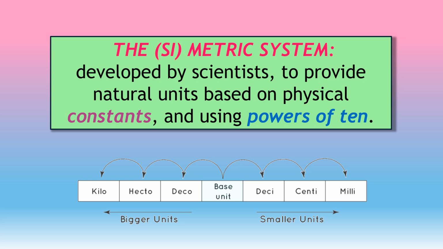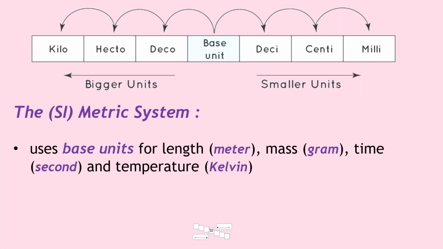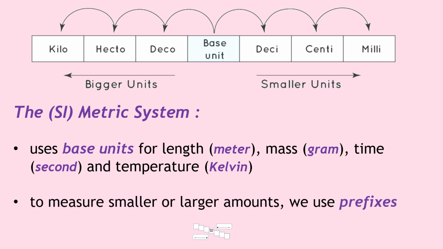The metric system, developed by scientists, provides natural units based on physical constants and using powers of 10. In the metric system, we have base units for length, the meter; for mass, the gram or kilogram; time in seconds; and temperature in Kelvin. To measure smaller or larger amounts, we add prefixes to the base units.